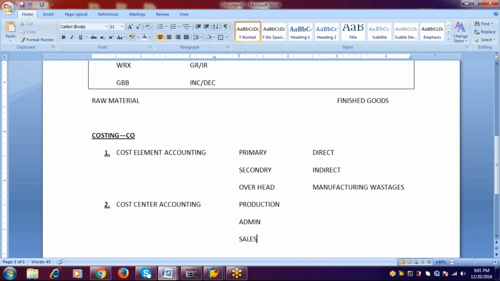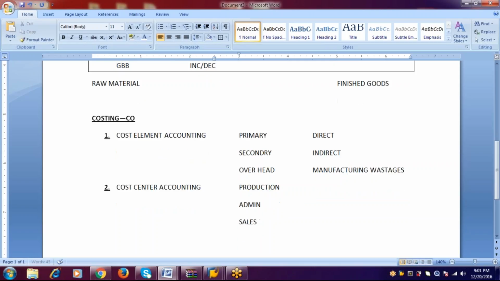So what the expenses are is called cost elements, and where the cost occurred is called cost centers. And in the third part, we go for cost element groups.